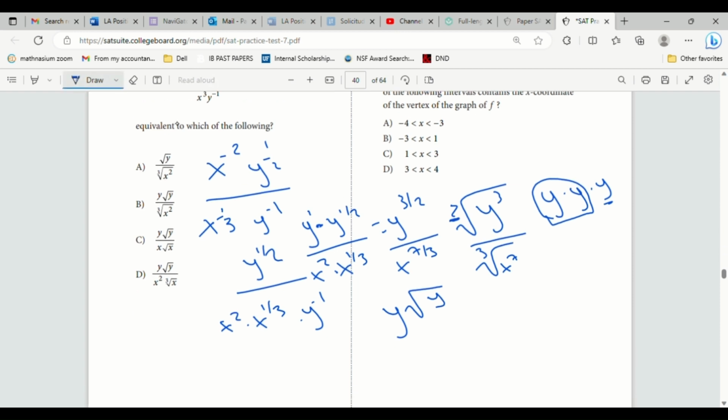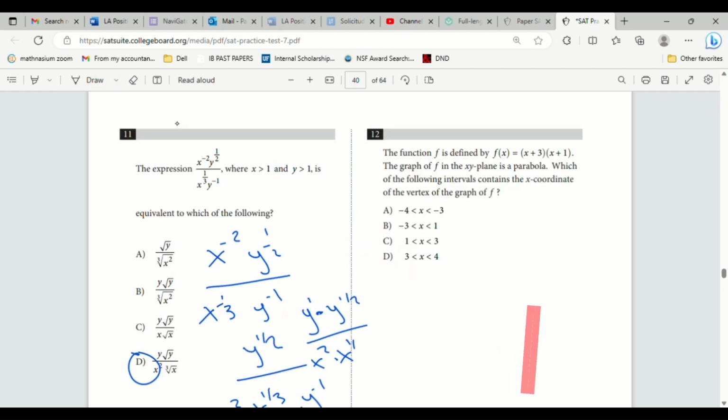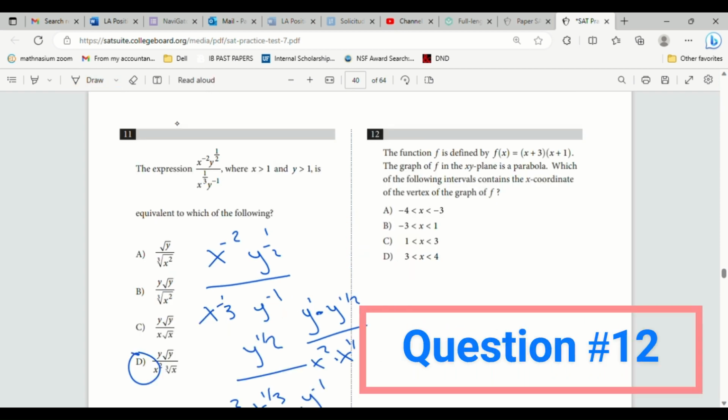Same thing for the x. We have 7 x's, 3, 4, 5, 6, 7. It's a cube root, so we're going to circle the triplet pairs. There were 2 triplets, so that is x squared times the cube root of 1x. So it is D.